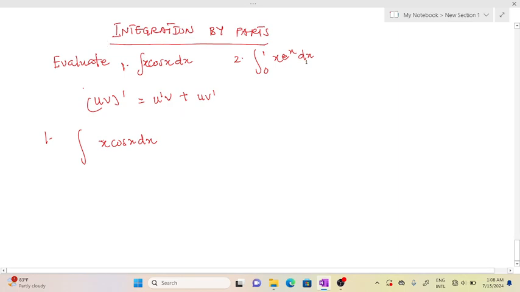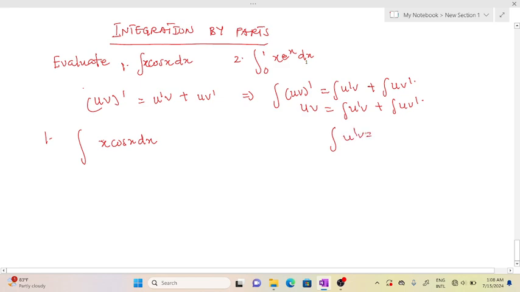Here, the previous step was the differentiation aspect. Now, what about integration? I'm going to take the integral on both sides. So uv is equal to the integral of u prime v plus the integral of uv prime. Now you can make any of these two the subject. So the integral of u prime v will be equal to uv minus the integral of uv prime. And that's what we call integration by parts.